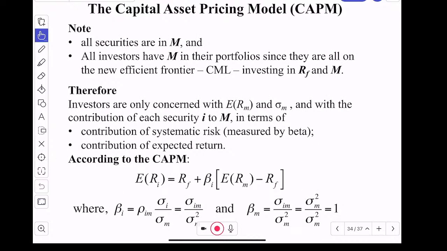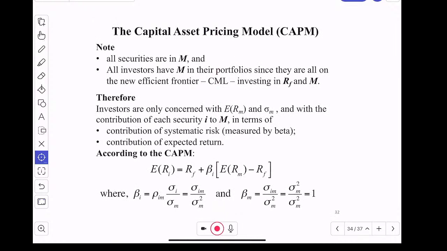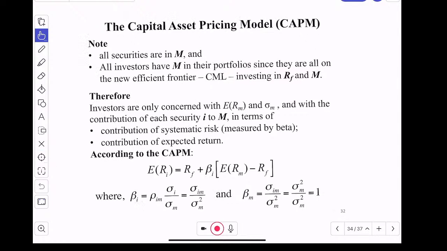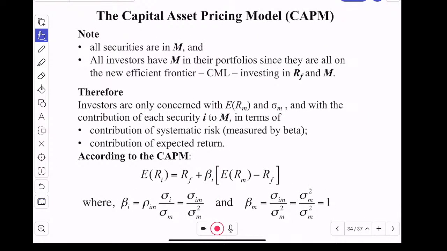So we say that all risky assets are in M in some proportion. Some less than others, some in very small proportion, but we imagine that all risky assets are found in M. So all investors will have M in their portfolios since they are all on the new efficient frontier called the capital market line. So they'll be investing in riskless T-bills and the market portfolio.